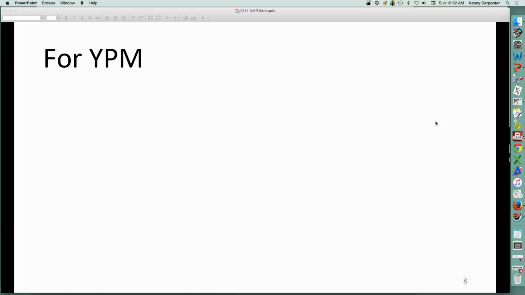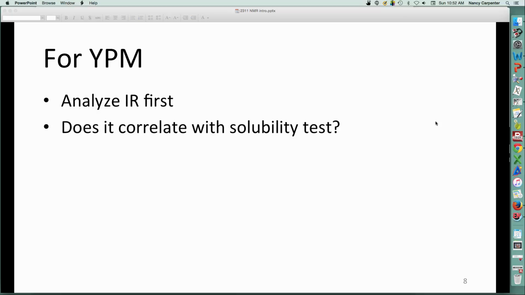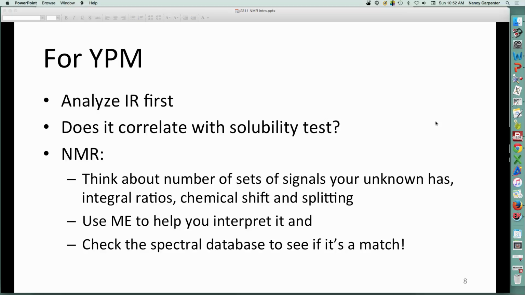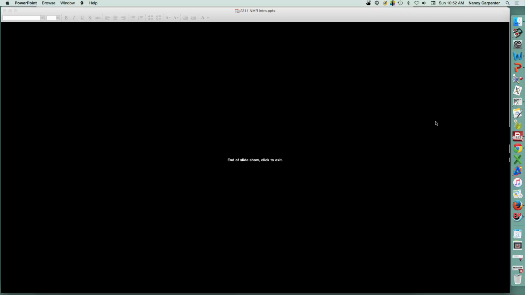So that pretty much wraps it up. For your PET molecule, like I said, we'll give you a list, but you have your IR, most of you do anyway. Analyze that first, figure out what kind of functionality you have, and I'm definitely going to be checking in with you about this. Think about your solubility test. Does that correlate? And then for the NMR spectrum, you're going to go through it very systematically. I'm going to help you. And then finally, you can check the spectral database to see if it is a match. So that's it for NMR and your PET molecule, and we will see you in lab.